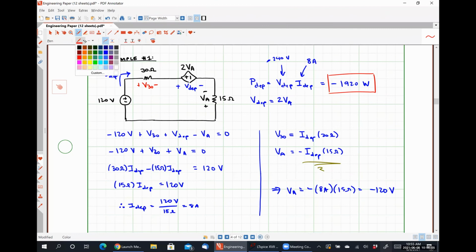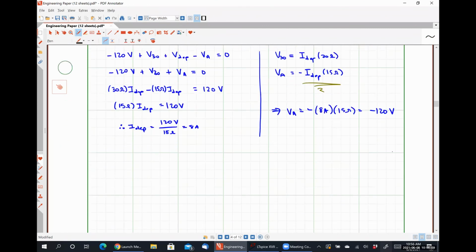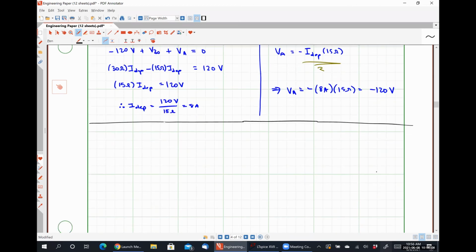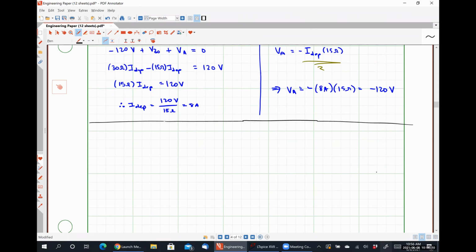I want to look at another example where we can apply Kirchhoff's voltage law, and this is one that I'm doing to introduce the concept that some students have difficulty understanding. Okay. So let's say that I have the following circuit.